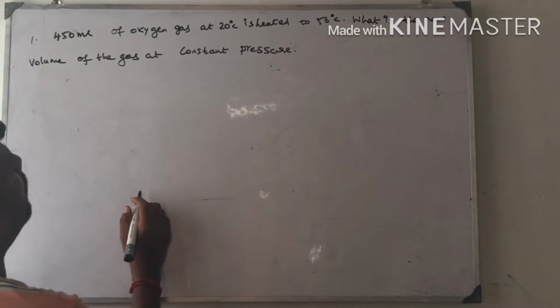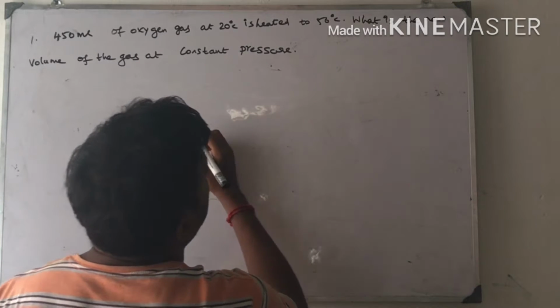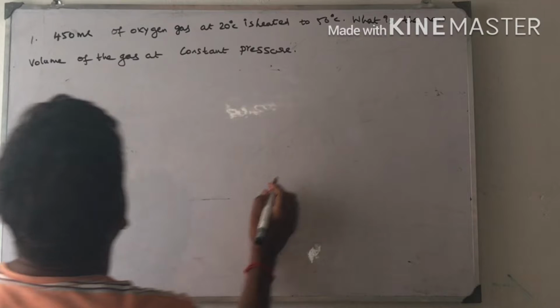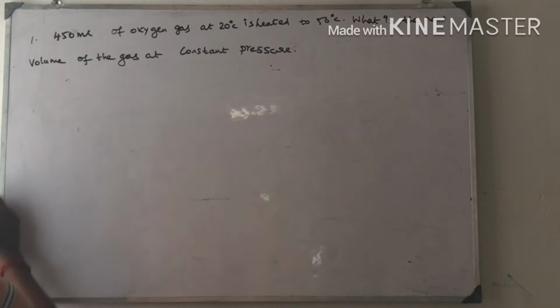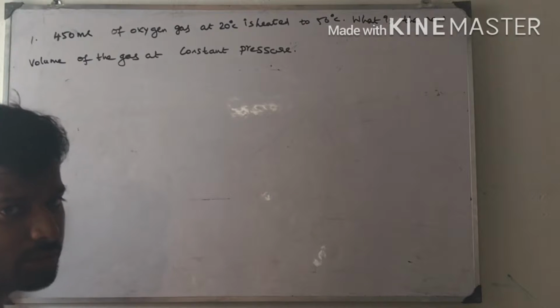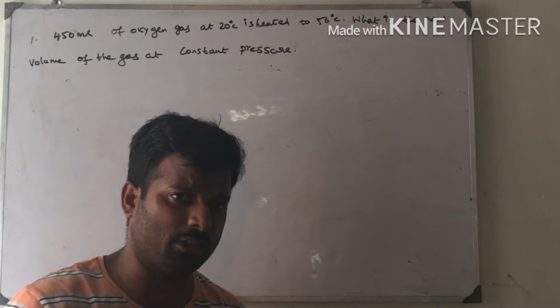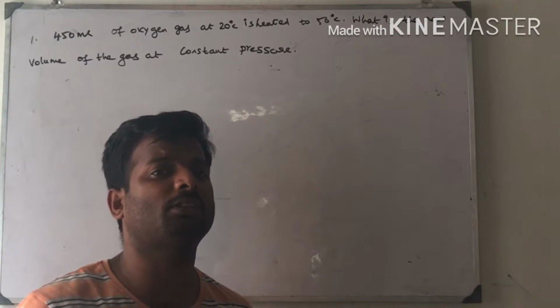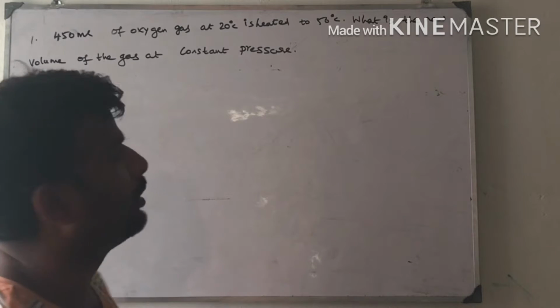450 ml of oxygen gas at 20 degrees Celsius is heated to 50 degrees Celsius. What is the new volume of the gas at constant pressure? This question is purely based on Charles law. We have to recall the definition of Charles law: at constant pressure, volume increases with increase in temperature and decreases on cooling.